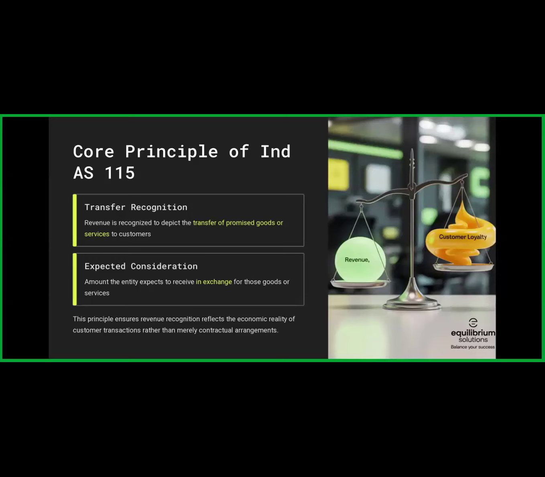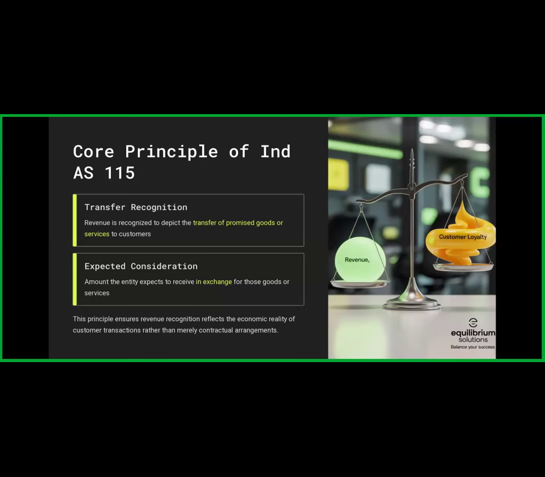So this is how the transfer of goods and services actually happens in the open market. AS 115 provides the guidelines for the same. That is how companies sell their goods and services, how they deliver their goods and services to the customer, or how they transfer the ownership of the goods and services to their customers, and how they receive the revenue for that purpose.